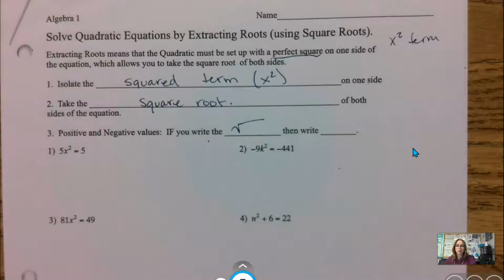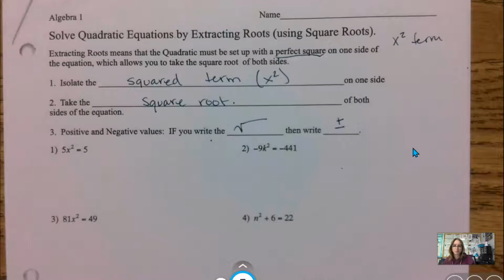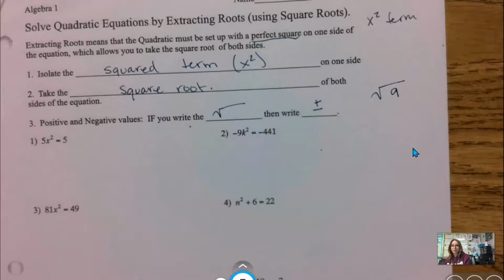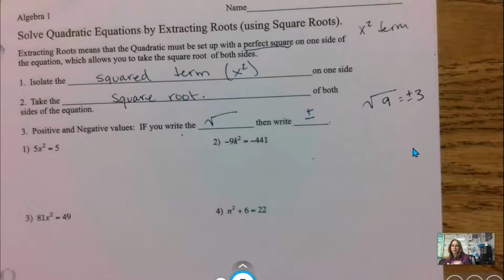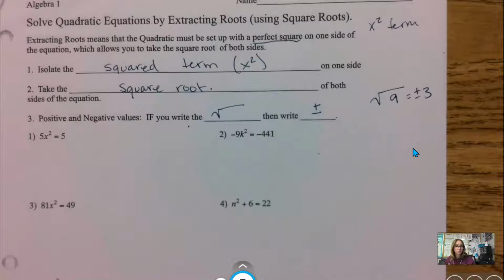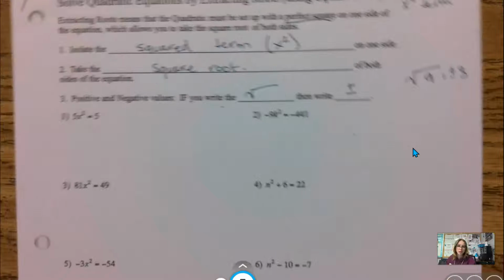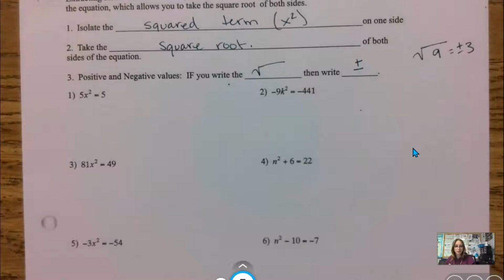Now when we're taking the square root, we are going to need to make sure that we have a positive and negative answer. Because if we have the square root of 9, our answer could be positive or negative 3, because negative 3 times negative 3 is 9 and positive 3 times 3 is 9. So that's why we have to be careful about having that symbol. Alright, so now let's do a few examples.